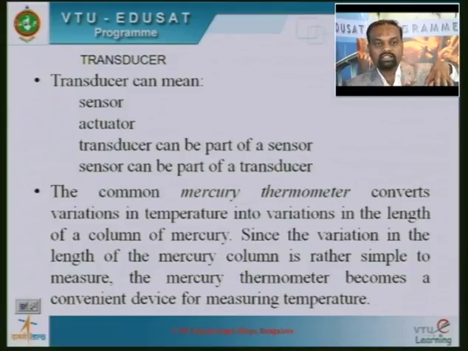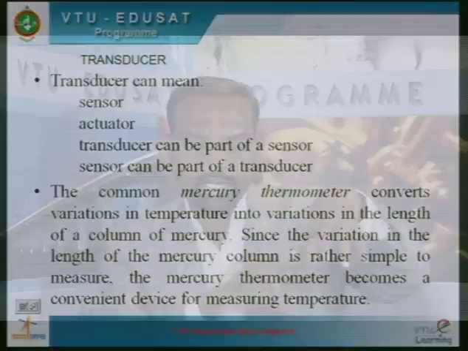So a device that can convert physical quantities to an electrical signal, we call them specifically sensors. A device that can convert electrical signal back to physical quantity, we call them actuators, but both of them are part of a transducer. So in general, we define a sensor as a device which can convert one form of energy to another form of energy.